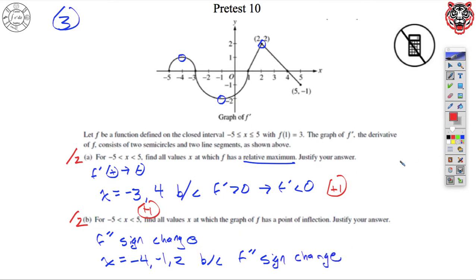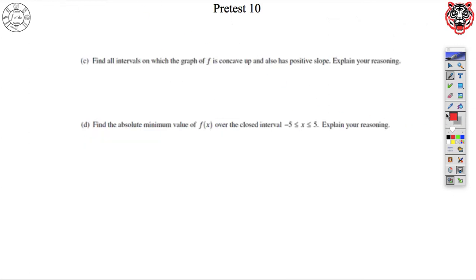How to score yourself: obviously 2 points. If you got those points, negative 4, negative 1, and 2, give yourself 1 point. And if you have the explanation f double prime sign change, give yourself 1 point. All right, on to the next part.